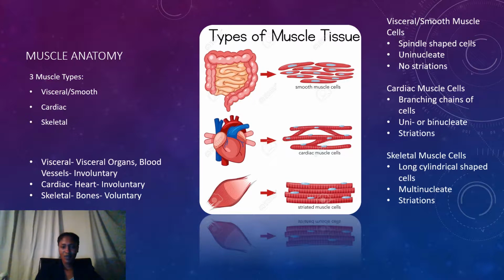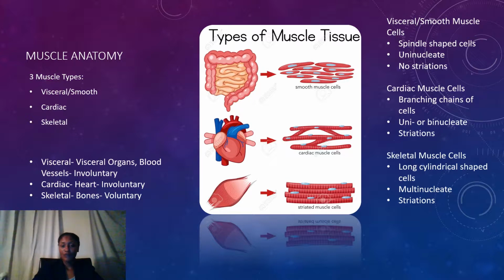You see here, we have three types of muscle tissue: the visceral or smooth muscle tissue, the cardiac, and the skeletal. The visceral is found more in organs and blood vessels, and its contractions are involuntary. The cardiac is found in the heart alone, and it's also involuntary. Skeletal muscle tissue is found attached to the bones, and its contractions are voluntary.